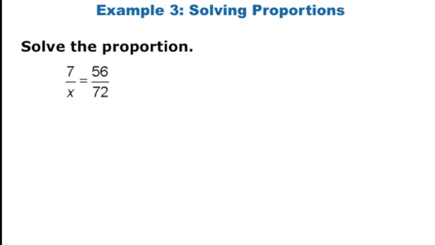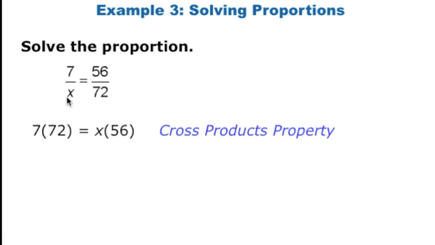So using my cross product property, here's what I'm going to do. I'm going to multiply the 7 times the 72 on a diagonal, just like that. And then I'm going to do the same thing. I'm going to set that equal to the 56 times the x on that diagonal. So I'm going to do a cross of my multiplication, diagonal multiplication. Doing that is going to give me 7 times 72 equals 56 times x, what we did in the cross multiplication there. And that gives me 504 equals 56x. I would then divide by 56 and find that x is 9.